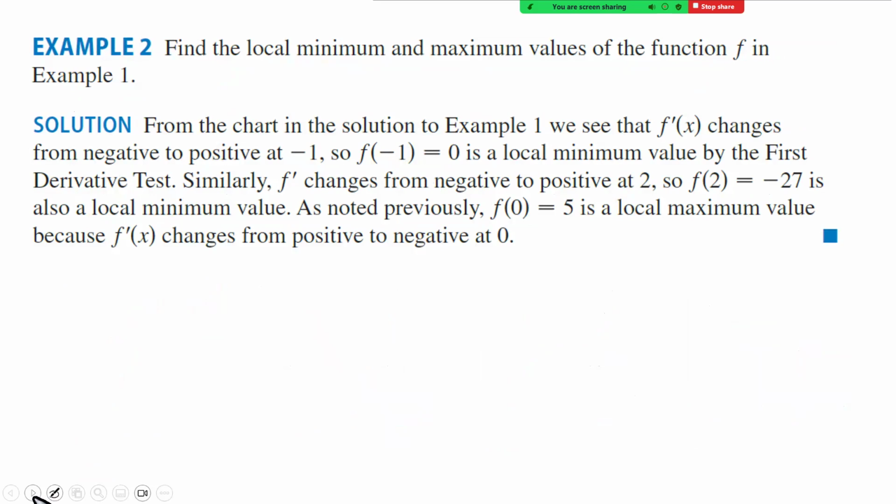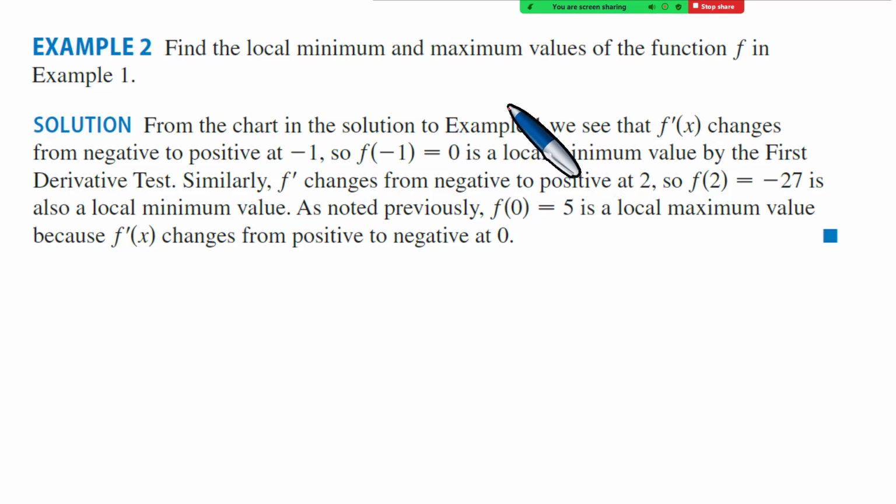Let's take a look at this particular example here. It's a very cool example. Find the local minimum and maximum values of the function f in example one. We are able to make the following determination here, from the chart in the solution to example one.